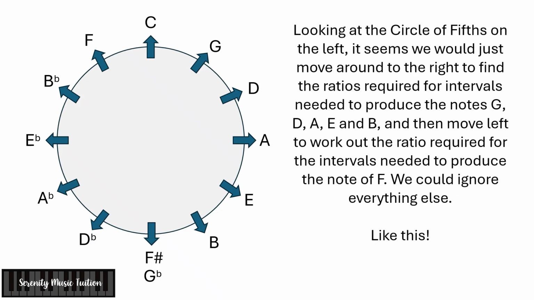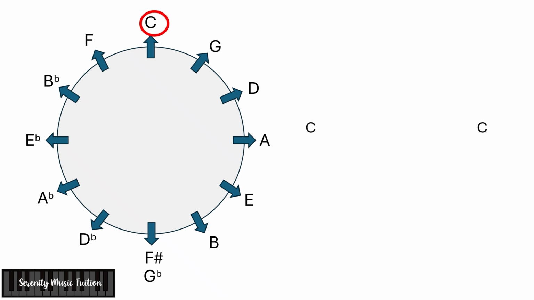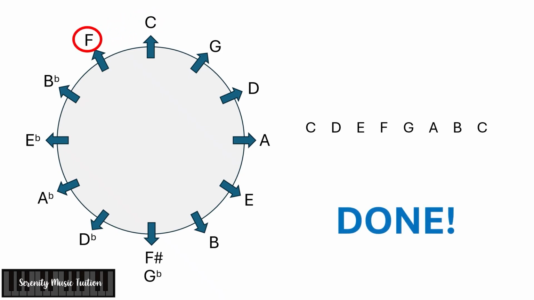Looking at the circle of fifths on the left, it seems we would just move round to the right to find the ratios required for intervals needed to produce the note G, D, A, E and B, and then move left to work out the ratio required for the interval needed to produce the note of F. We could ignore everything else, like this. Done. End of video. Well, not quite.